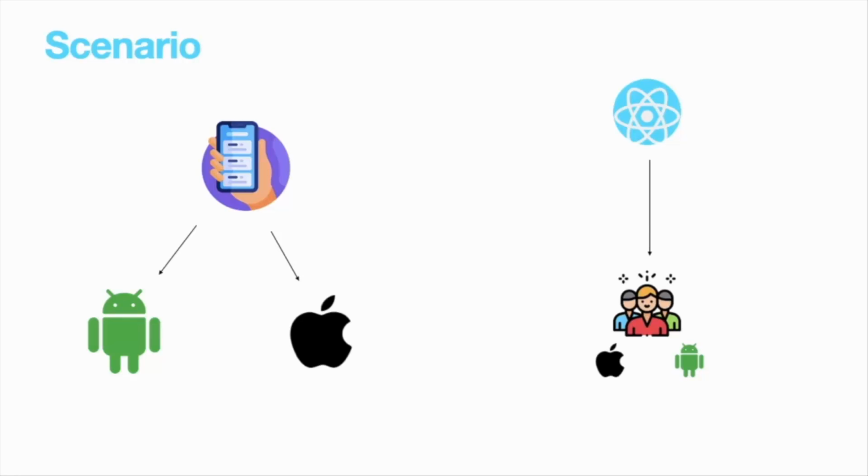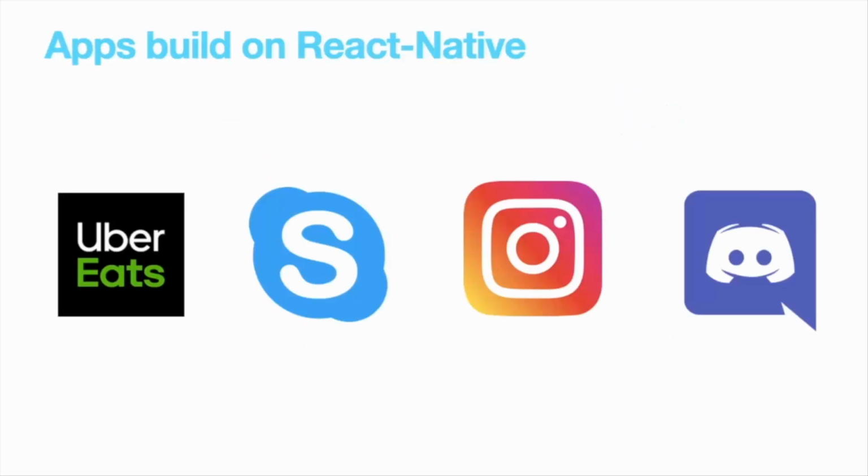Now consider a scenario where you have React Native. In this case, you don't need to hire two teams, one for Android and one for iOS. You can just hire one team who has knowledge of React Native, and with a single code base you can develop apps for both platforms, Android and iOS. And in this case, if something new comes up, then you can write a single code base to achieve this on both the apps.